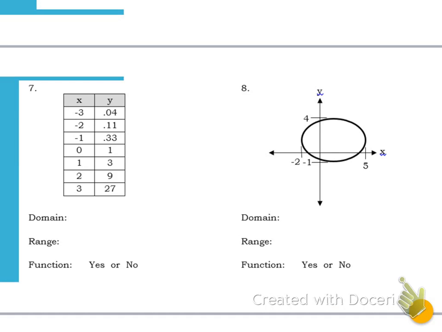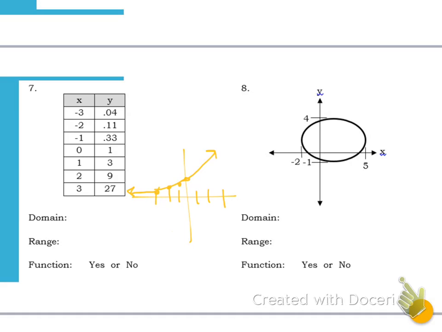Okay, so to double check again, we're going to go ahead and draw. -3, 0.04, -2 a little higher, -1 a little higher, 0, 1. So it looks like we're going off. It doesn't show any negative values, so I'm going to assume that there are none.